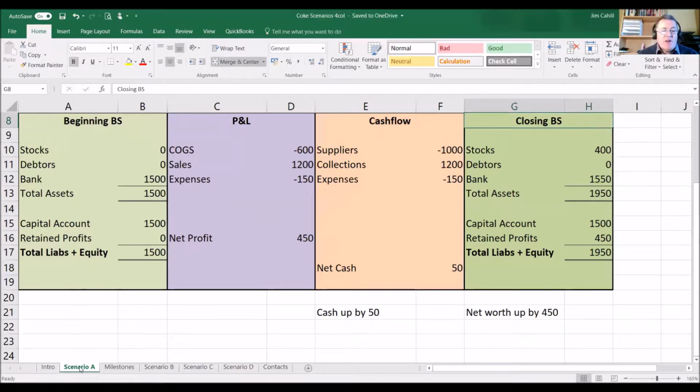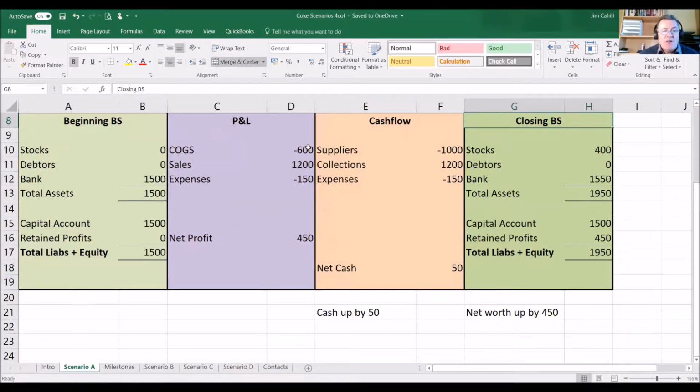Next, we look at the profit and loss, and the profit and loss looks at the trading. Now, the order I have these in is not the way you normally find them, but it's done for a reason. So I've got sales of 1,200, but I've got cost of sales of 600.